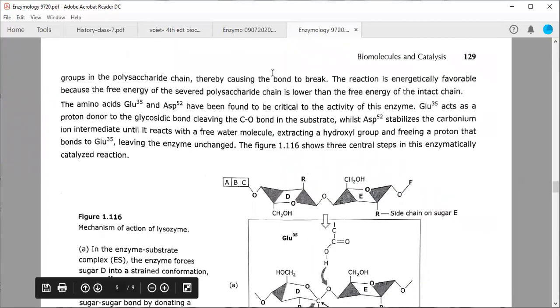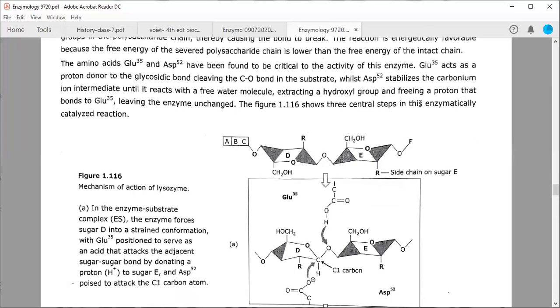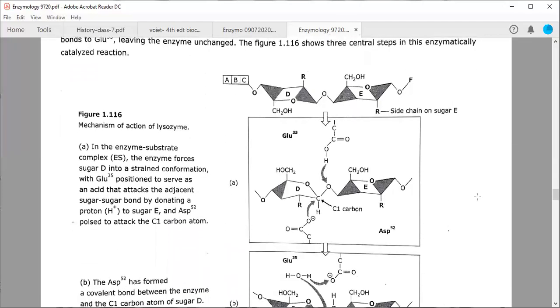In the previous class I told you that this is called carbonium ion. So you need to underline this carbonium ion intermediate. This will form and persist until it reacts with the free water molecule. Then a free water molecule will come into the reaction, and finally this carbonium ion intermediate will be resolved.